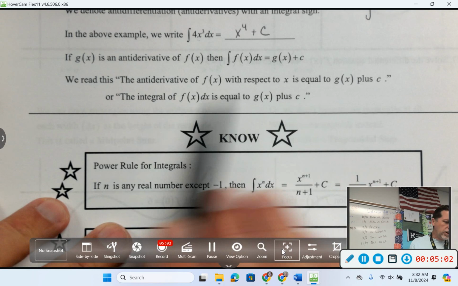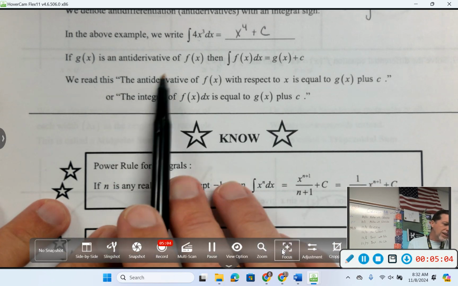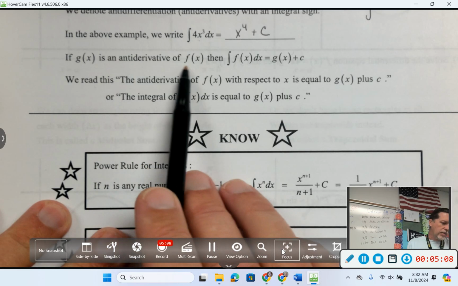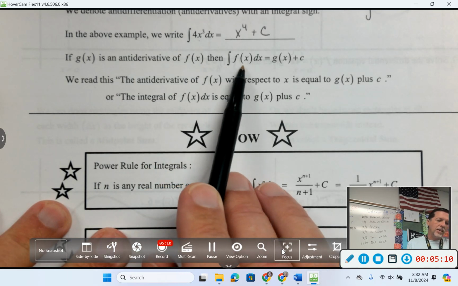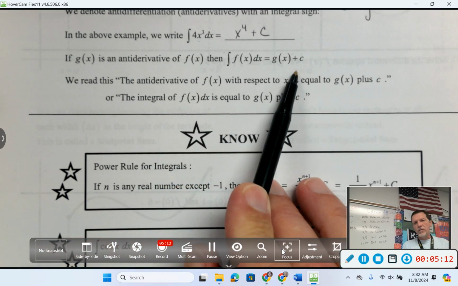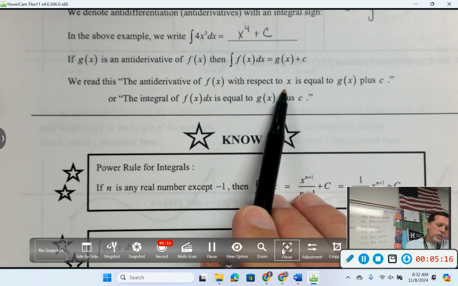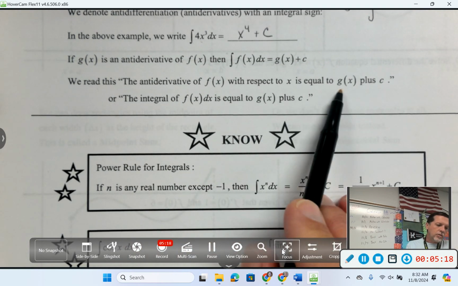Here's some wordy stuff to think about. If g of x is an antiderivative of f, then the antiderivative of f is g, but don't forget the plus c. The antiderivative of f with respect to x is equal to g of x plus c.